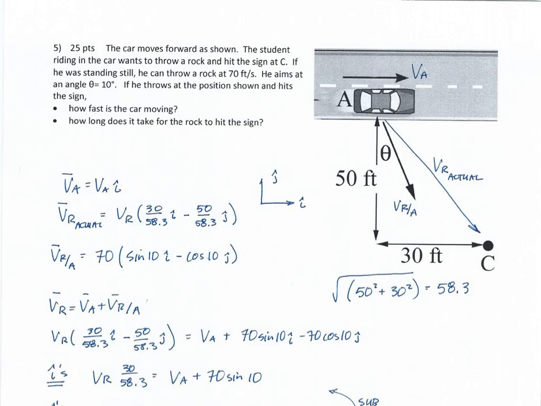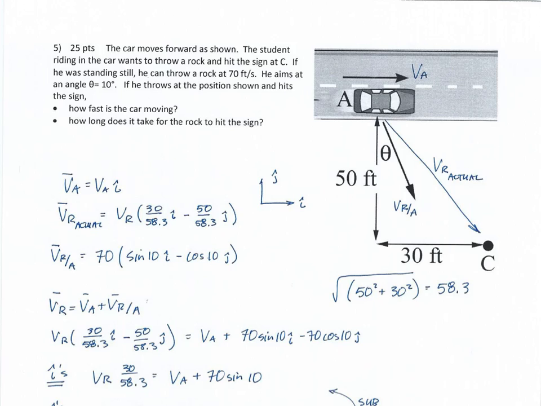You recognize dynamics speak in that the problem says that if he was standing still, he could throw the rock at 70 feet per second, and he aims it at an angle. So both of those are going to be the relative term. So this is going to be the velocity of the rock relative to the car. So that's why I've set this up.